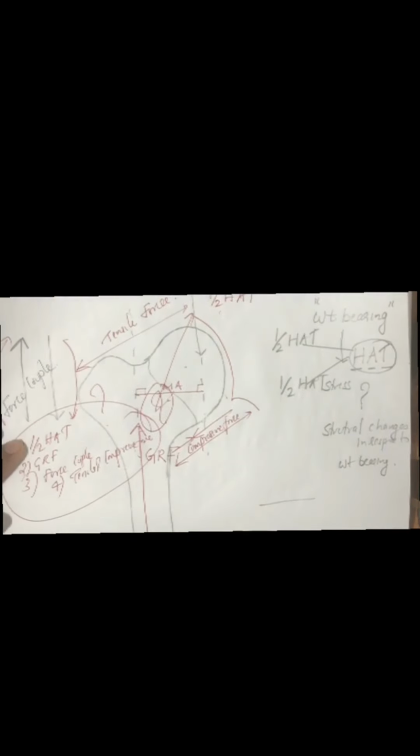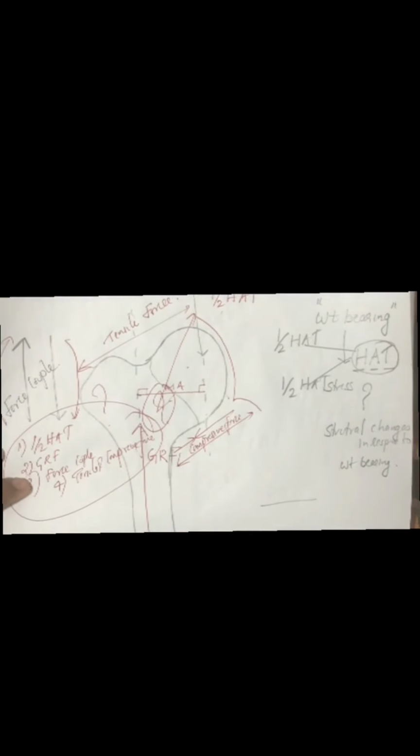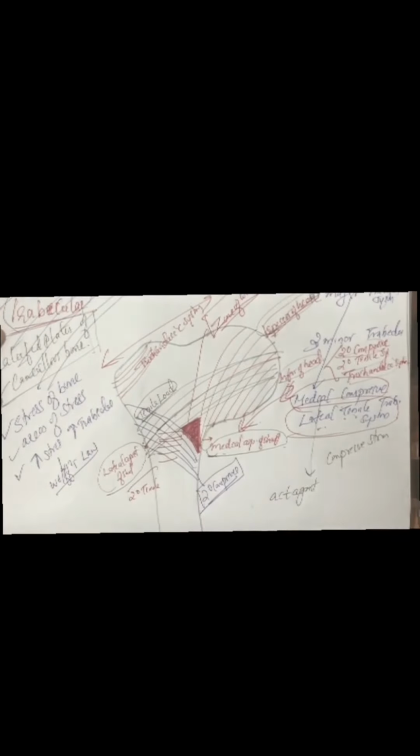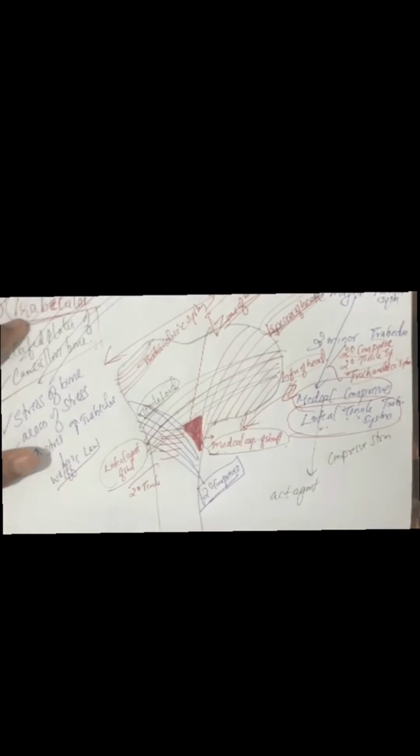So we discussed earlier that there is a lot of stress: the weight of the head, the GRF, the force couple, and tensile and compressive load, and this has to be balanced. To balance it, the first adaptation is the trabecular system. The trabeculae are calcified plates of bone.